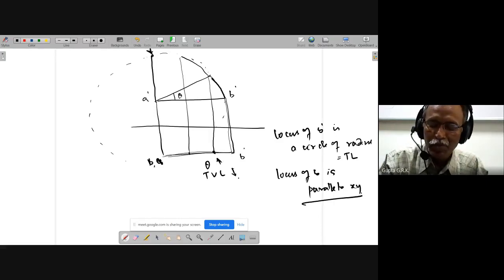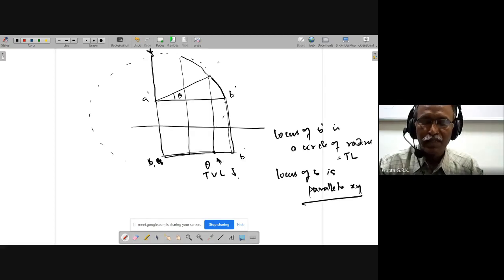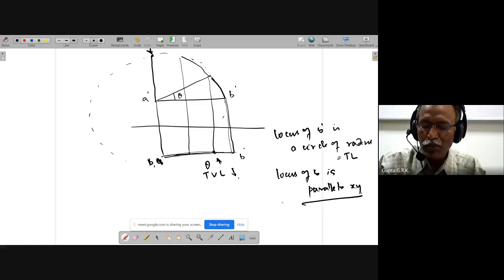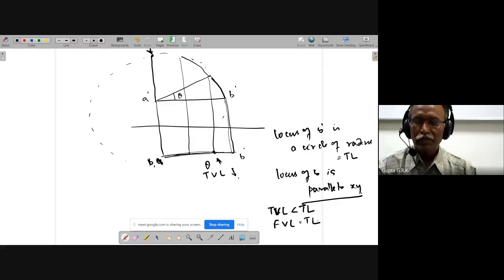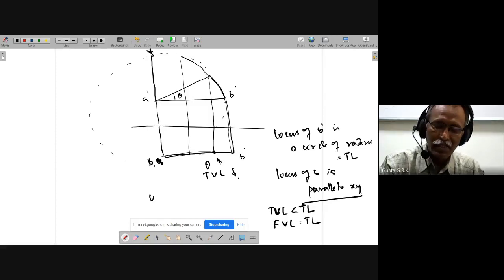So B moves like this as B dash is rotating. Initially it is true length, and always top view length is less than true length, and front view length is equal to true length. So top view length gradually reduces as theta increases, it becomes 0 when theta is 90. When theta equals 90, top view length is 0.